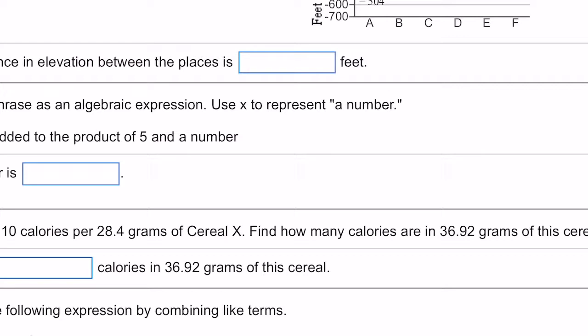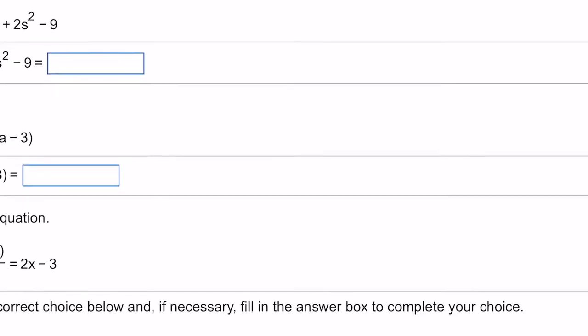Number 39 is writing an expression again. We did one very similar earlier, so you can try that.